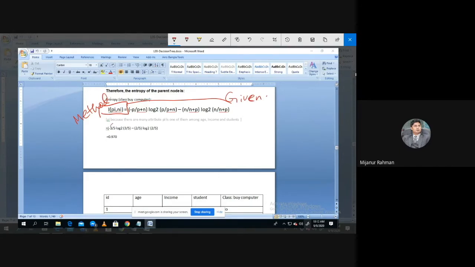You know P is 3, right? And P plus N. What is N? N is 2. Before this there is a minus, then log base 2, basically this is base 2. So P is 3, P plus N is 3 plus 2, minus, and then N, which is 2, divided by N plus P, which is 2 plus 3, log base 2 again. N is 2, P is 3. So I think you can understand. If you calculate, you get this result, 0.970.